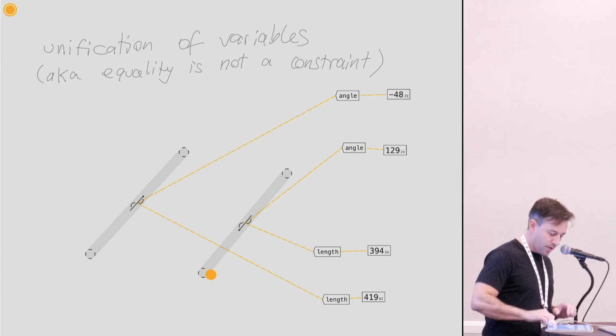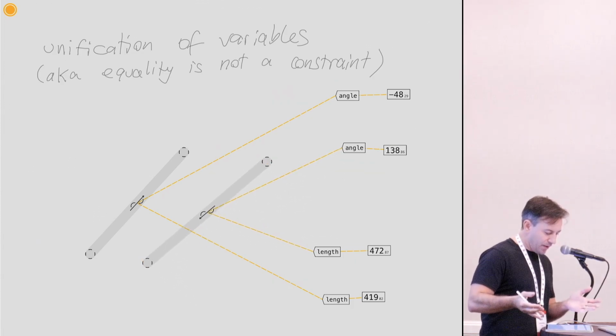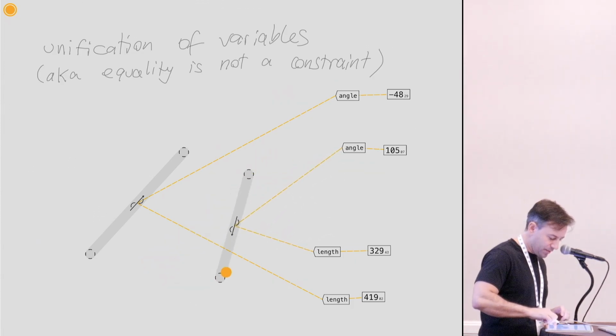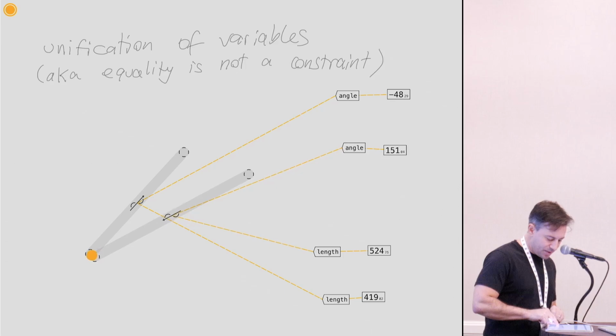Okay, so right now if I just manipulate these gizmos, you see that the values of the lengths and angles are completely independent from each other. But let's see what happens when I snap these handles together.